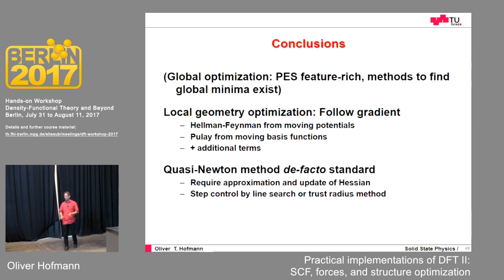Okay, with this, I'm at the conclusion. Local geometry optimizations are typically done by following the gradient, and quasi-Newton methods are the de facto standard. With this, I stop here, and thank you for your attention.